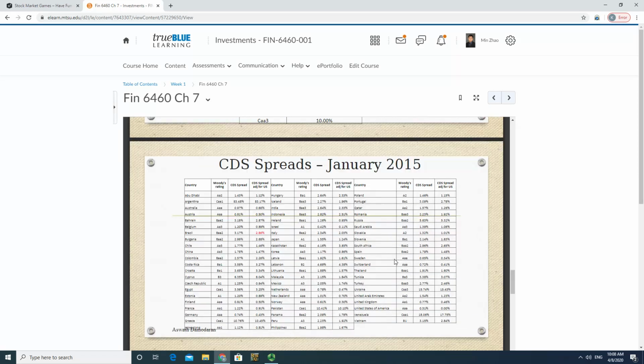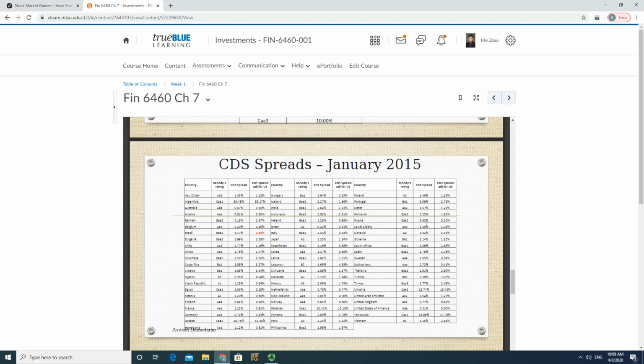CDS spreads in many different countries, and let's say on the left hand side of the table you see here, Germany. Germany had an AAA government bond rating, and their CDS spread is 0.74%. On the right, let's say you look at Russia. Russia has Ba2, and it carries a CDS spread of 5.63%. So what is CDS?